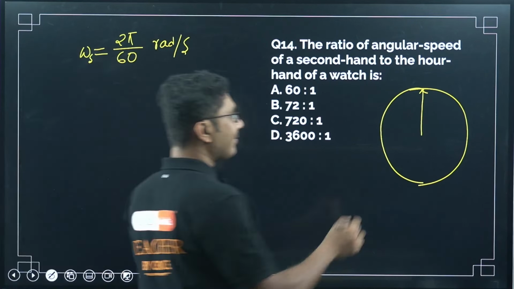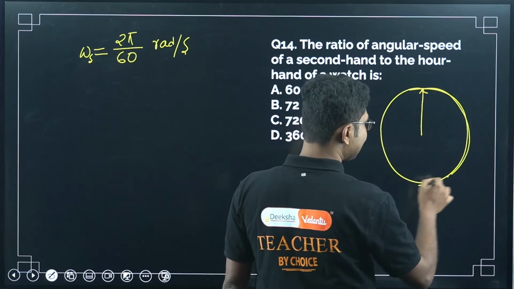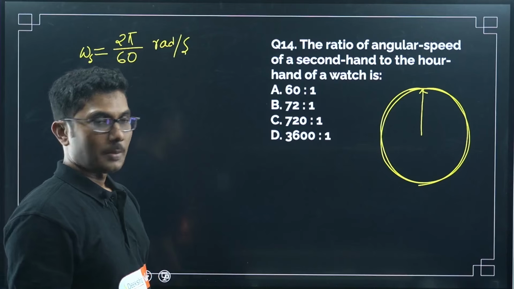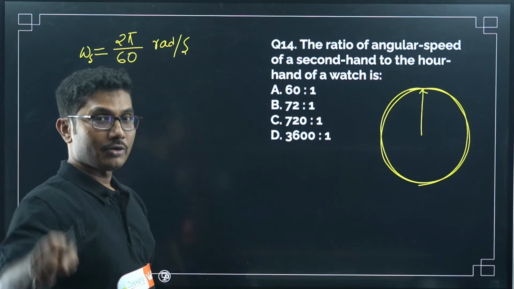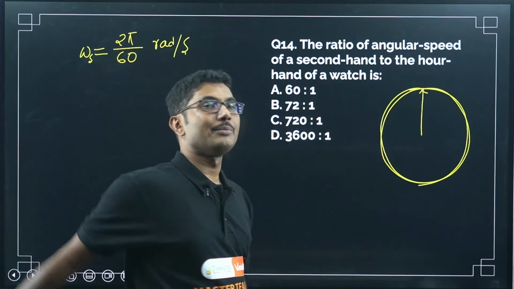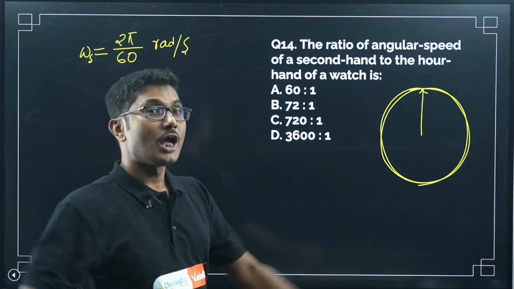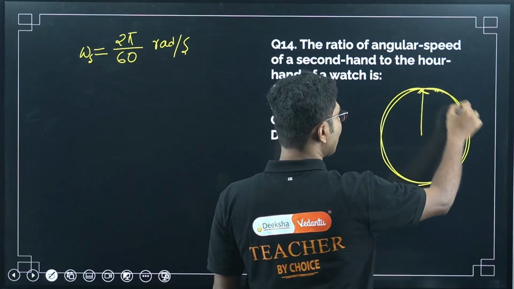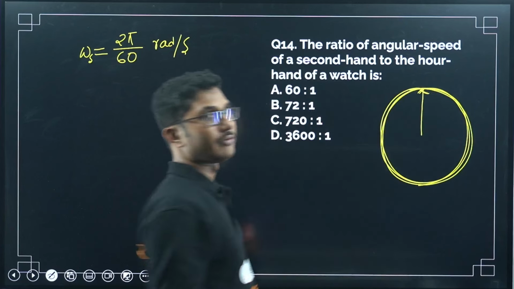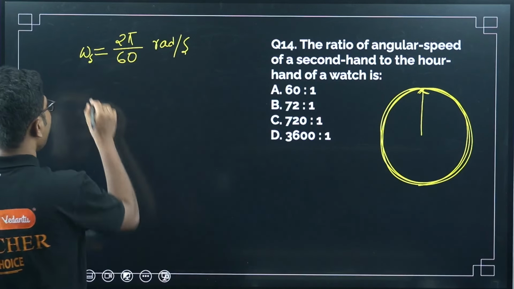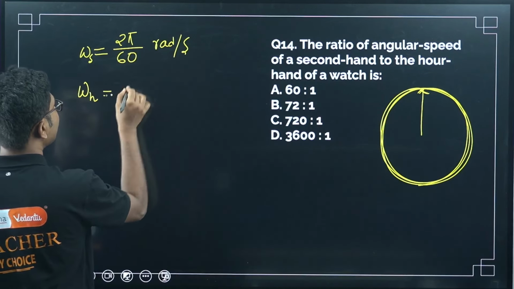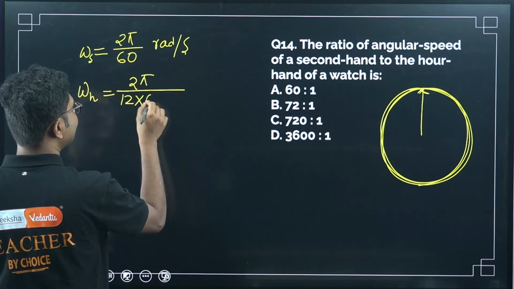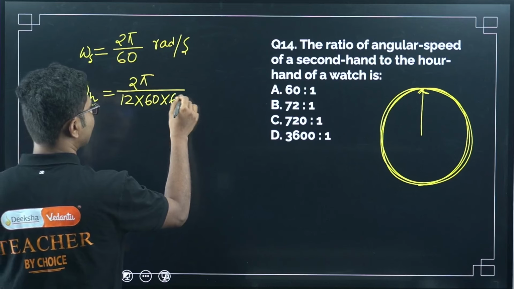Now an hour hand on the other hand takes how much time to complete one revolution? Not the minute hand, okay, not the minute hand. Minute hand takes 60 minutes to complete one revolution. Hour hand takes 12 hours. You be careful, okay. Hour hand takes 12 hours to complete one full revolution, not 24 hours. So for hour hand it is 2 pi by 12 hours. 12 hours means 60 minutes times 60 seconds.